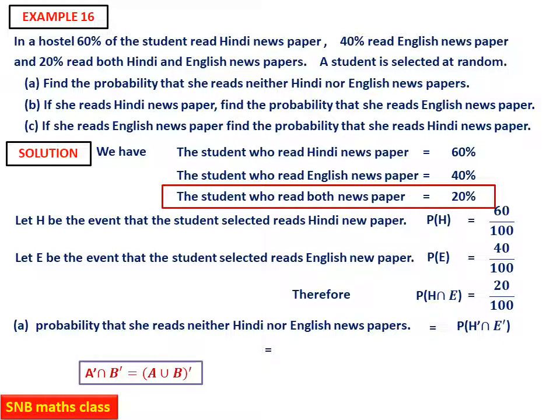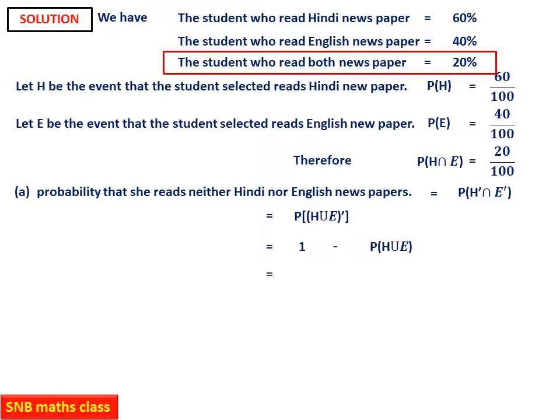Now we have to understand this one. Last year we have studied De Morgan's law. A complement intersection B complement is equal to A union B complement. Therefore we can write this as probability of H union E complement. So H complement intersection E complement can be written as H union E complement. But now this will be equal to 1 minus probability H union E, because probability of a complement of an event is same as 1 minus probability of the event. So this is the property we have studied. Let us continue.